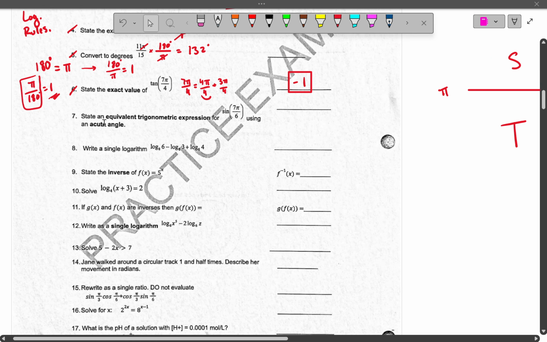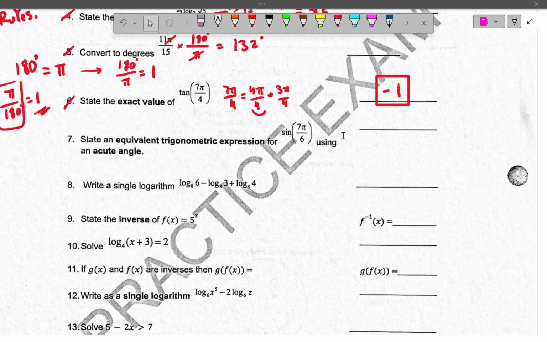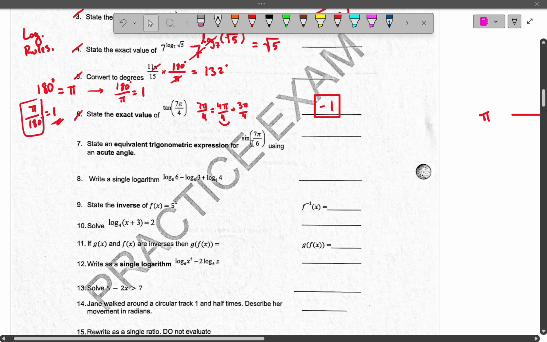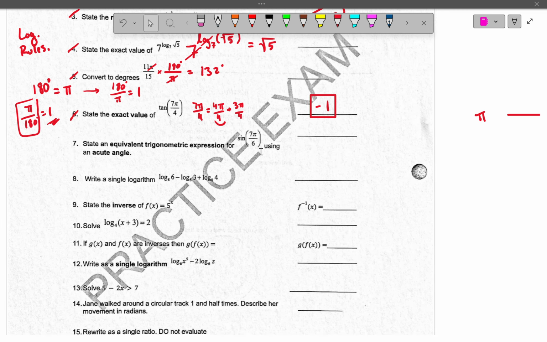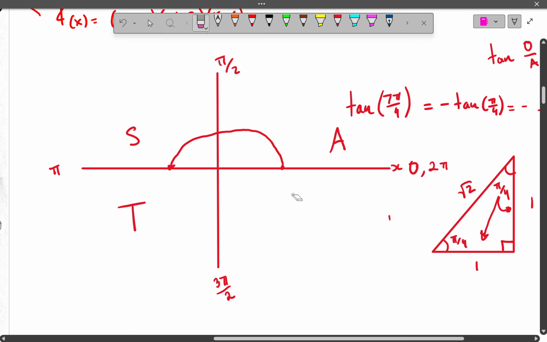So for question 7, this is a similar question. We're asked to find the equivalent trigonometric expressions for sine of 7 pi over 6 using an acute angle. So let's also first ask ourselves sort of like, what is this angle that we have here? What is 7 pi over 6? So we're going to use this image that we've drawn. I'm going to erase what we have. And look at 7 pi over 6 first.